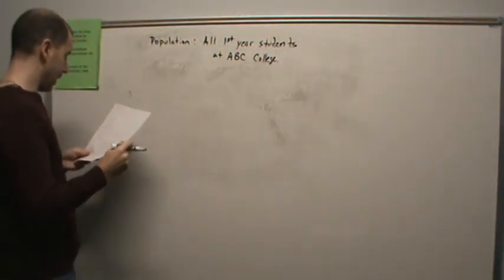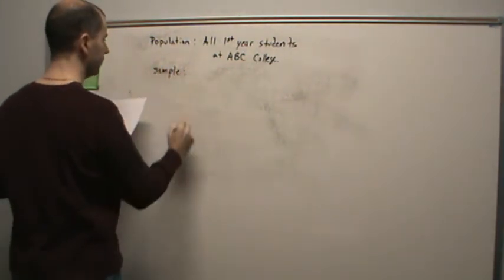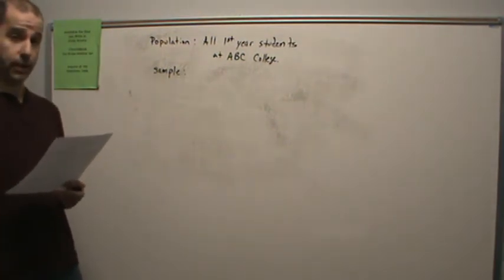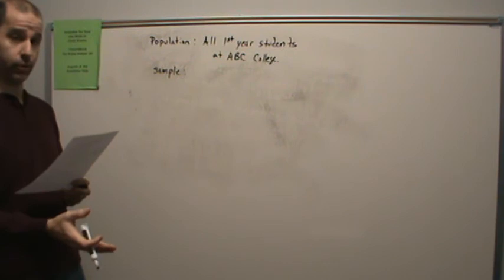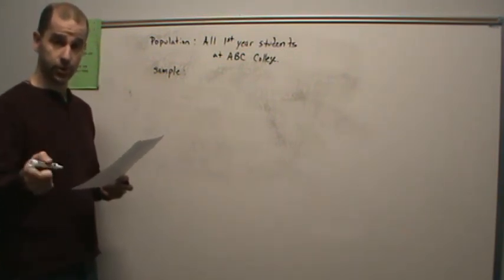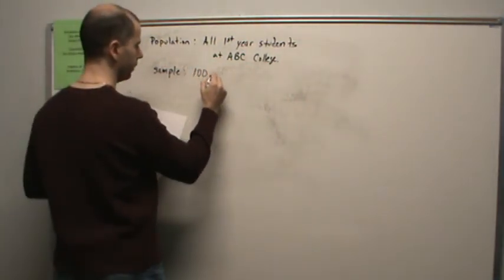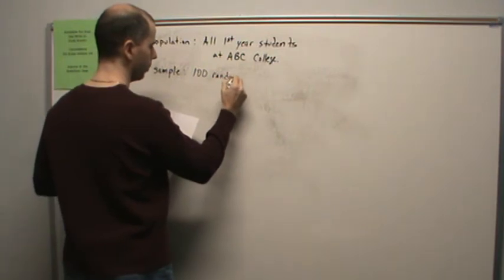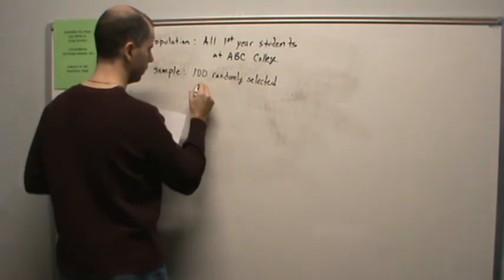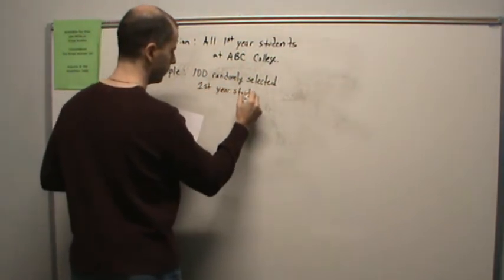The second thing that asks us, what's the sample? Remember what a sample is, it's the subset of the population. Well, what is the subset that they're getting from this example? Well, it's the 100 randomly selected first-year students that they surveyed, okay? So that's the sample. The 100 randomly selected first-year students.